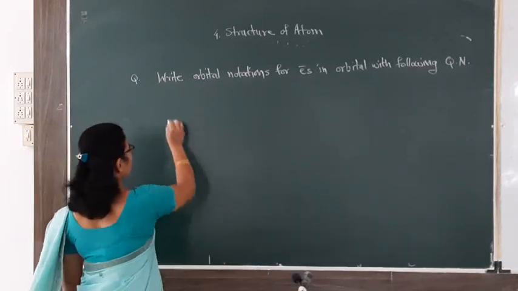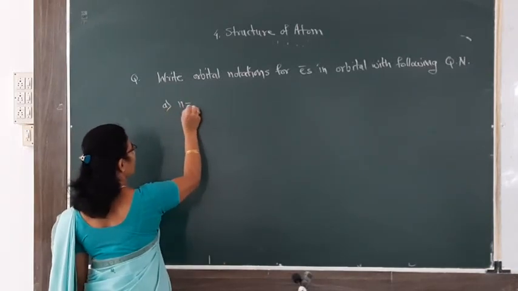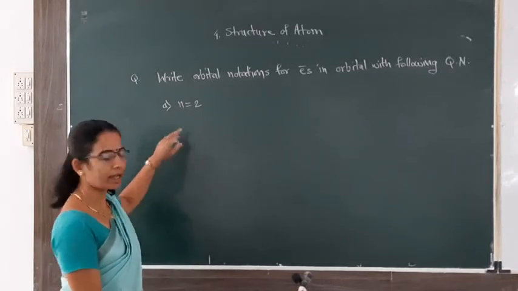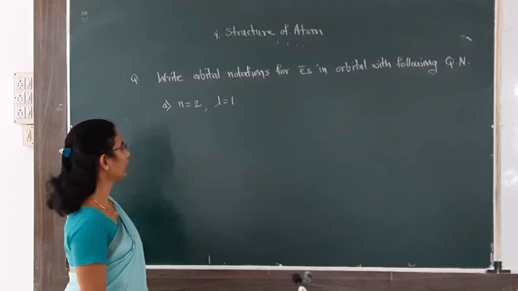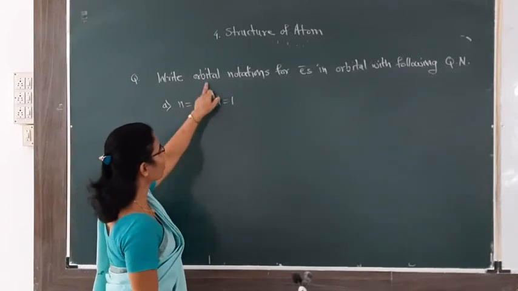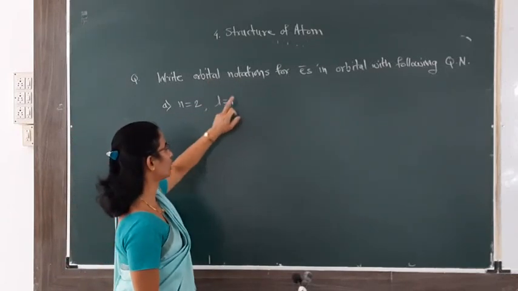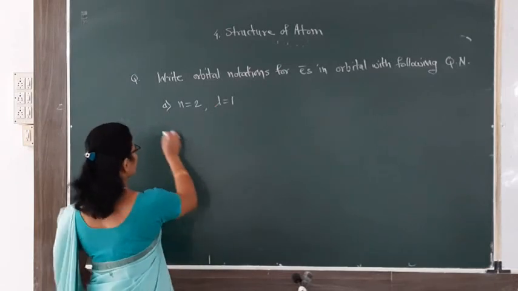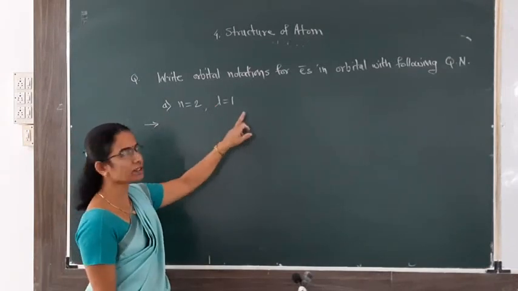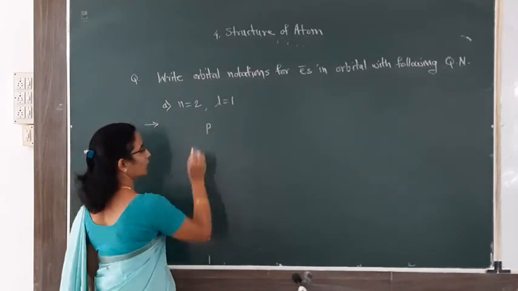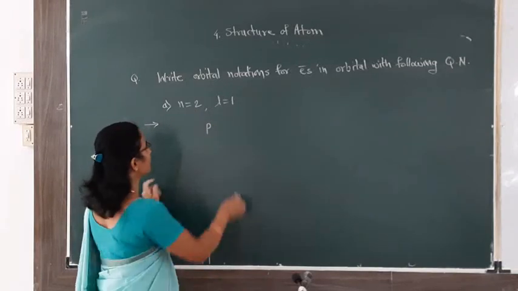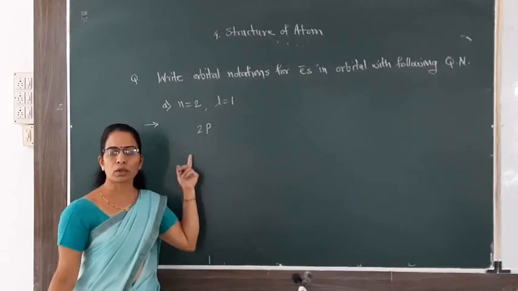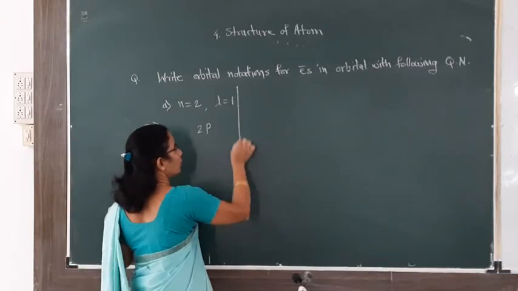Now see, the values of different quantum numbers are given. Here n is equal to 2 and l is equal to 1 is given in the first case, and you have to write the orbital notation. We know that l is equal to 1 indicates the p subshell, right? But that p subshell is present in the second shell, and therefore the orbital notation will be 2p.